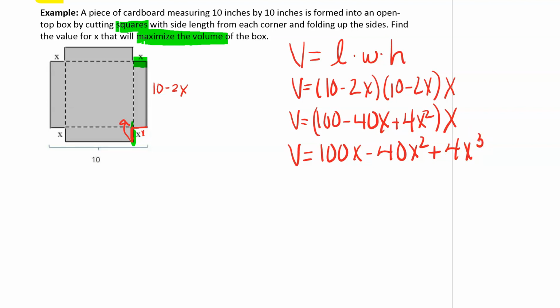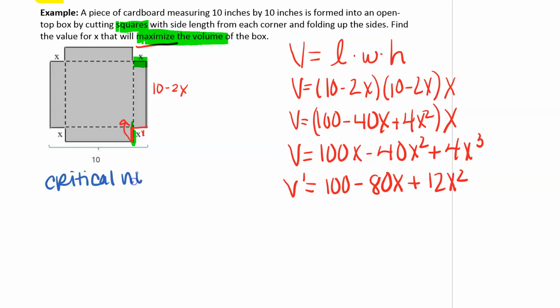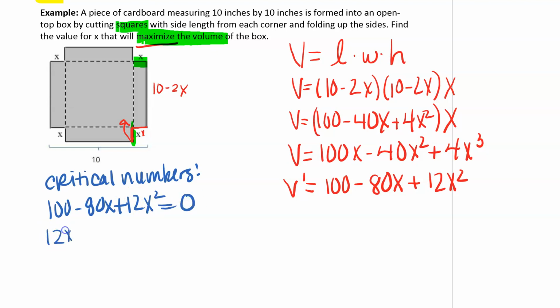Now then, since I want to maximize the volume, I'm going to be taking the derivative of my volume. So it gives me 100 minus 80x plus 12x squared. In order to maximize that, I'm going to find my critical numbers. Reminder, in order to find those critical numbers, you're going to take your derivative, 100 minus 80x plus 12x squared, and set it equal to 0. So I'm going to go ahead and line this up as a quadratic would be lined up so I can better work with it.